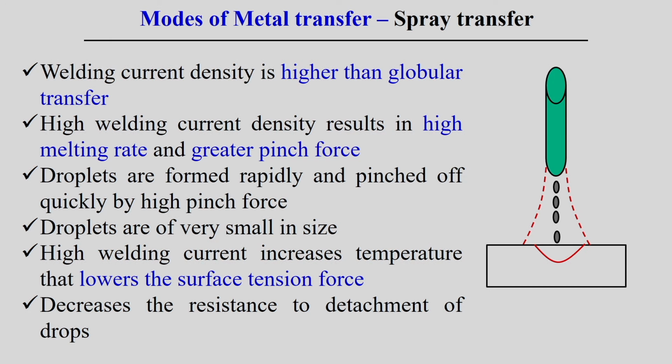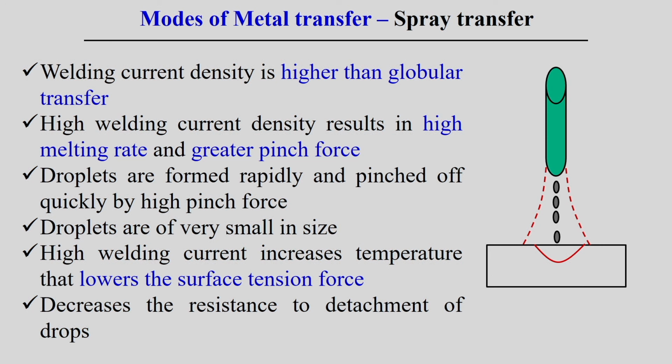But what are the typical conditions that prevail such that this spray kind of metal transfer will happen? In this case the welding current density is higher than in globular transfer, much more than in the globular kind of transfer. Current density and current are different things. Density means per unit area: the concentration of current is very high compared to where globular metal transfer exists. So with much higher current density, we can expect the spray kind of metal transfer.